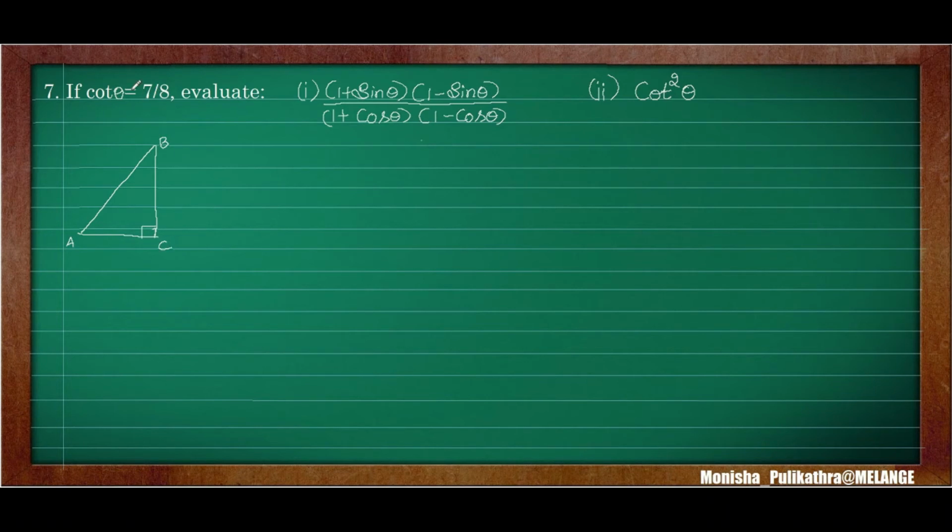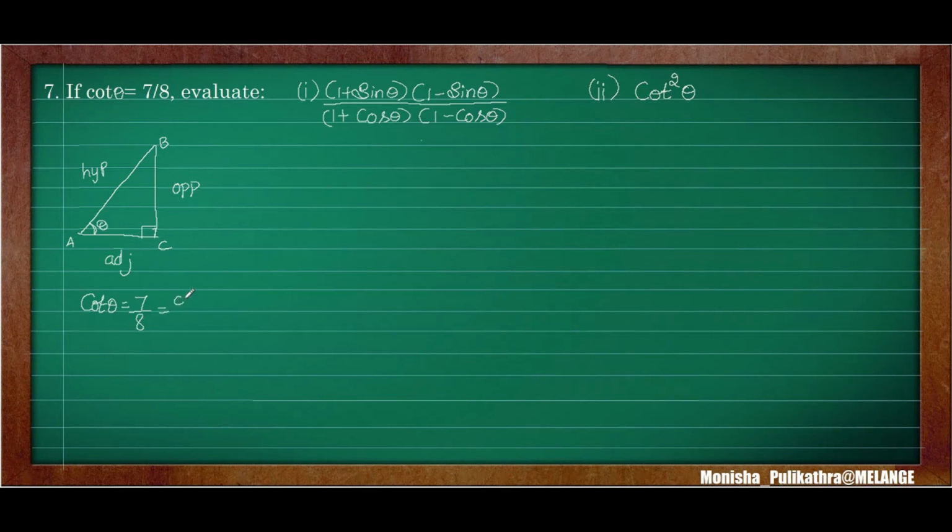So ABC, here cot theta. I'll be taking theta this side. So if theta is here, then this will be the opposite side, and 90 degrees there. The opposite side of the right angle will be the hypotenuse, and the remaining side will be the adjacent side. So the given information is cot theta is equal to 7 by 8.